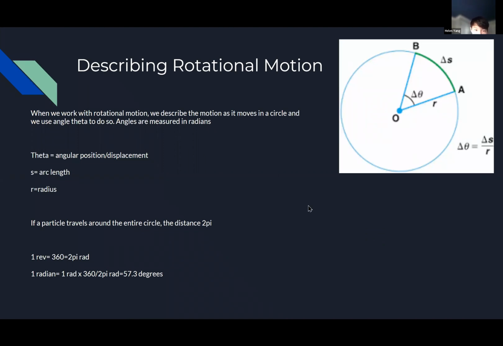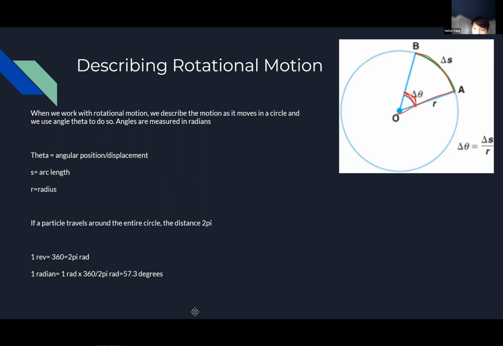When we work with rotational motion, we describe the motion as it moves in a circle, and we use angle theta to do so. Angles are also measured in radians. As you see in this diagram, this is the change in theta, the change in angle, this is the arc length, and this one here is the radius.